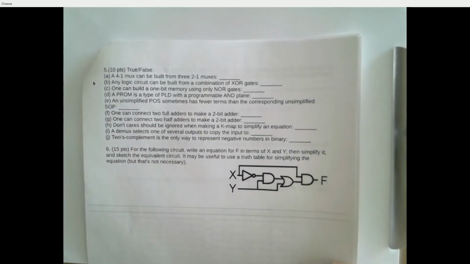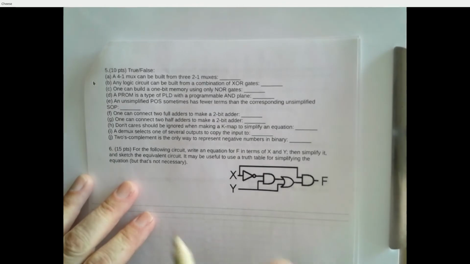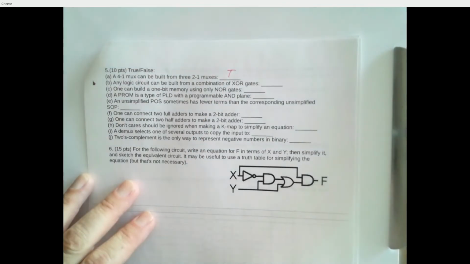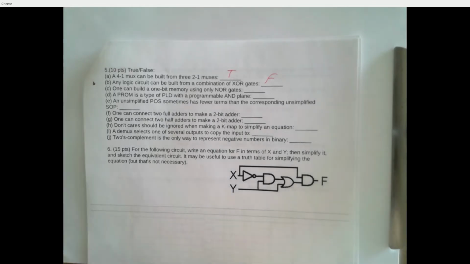True, false, any questions? Want to just run through these? So a 4-to-1 mux can be built from 3 2-to-1 muxes. True? We'll go with true. We did that on the board. Any logic circuit can be built from a combination of XOR gates. No. Which is a bummer, because XORs are kind of easy to build, but they're not universal.